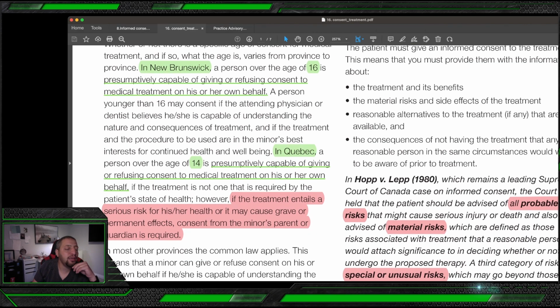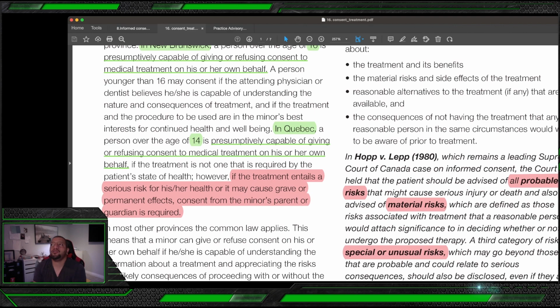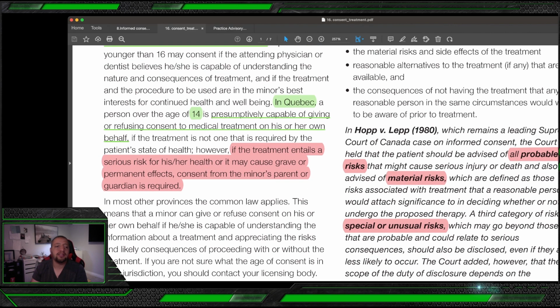So I don't think this is critically important, but I would like you to understand the numbers and just to know it. And if the treatment entails a serious risk for her health, or it may cause grave or permanent effect, consent from a minor's parent or guardian is required. Meaning, you cannot come to a 16 year old patient and ask him, okay, let's do Invisalign treatment. No, this is not reasonable. Or let's do extraction for your wisdom teeth. No. But if a 16 year old comes to your office wanting to do a cleaning, okay, let's do cleaning. I don't need to call his parents for this one. So I think you understand it now. It's procedure specific. It's not every procedure.